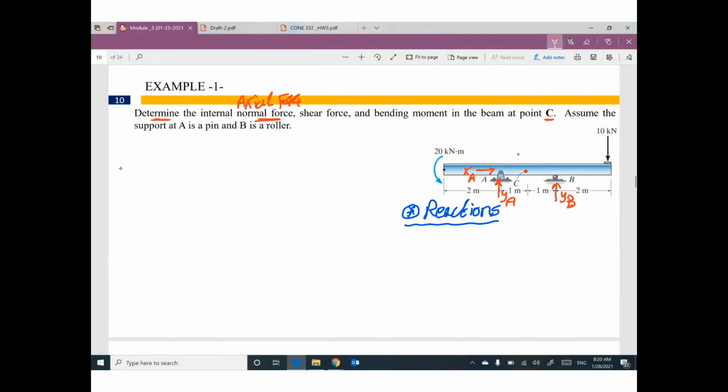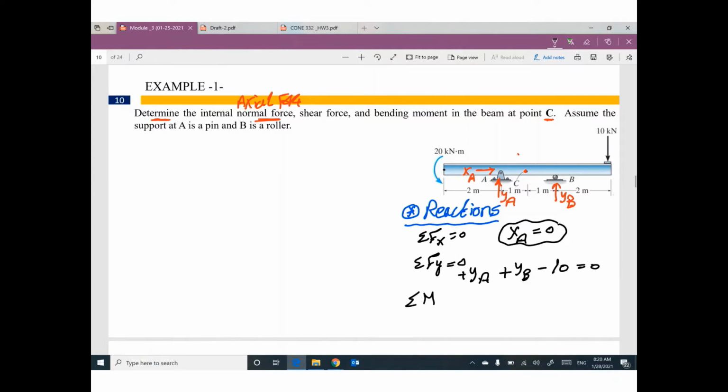We have 3 equilibrium equations. Summation of forces in x equals 0. What are the forces in x direction? Only XA. Do you have anything else? XA equals 0. Summation of all forces in y equals 0. We have positive YA, positive YB, negative 10 equals 0. That makes sense? Summation of moment at any point equals 0.